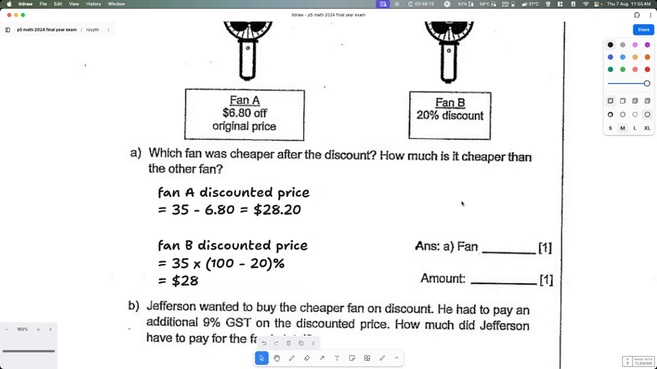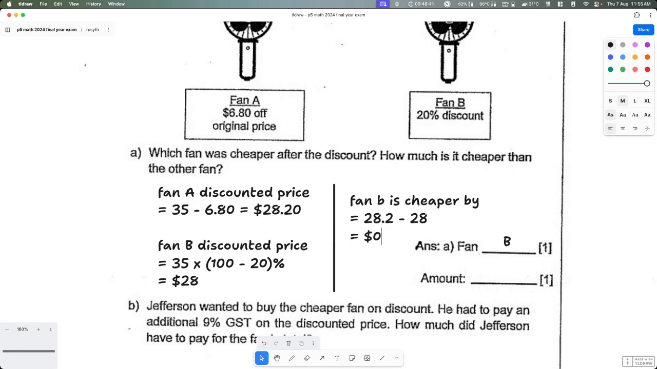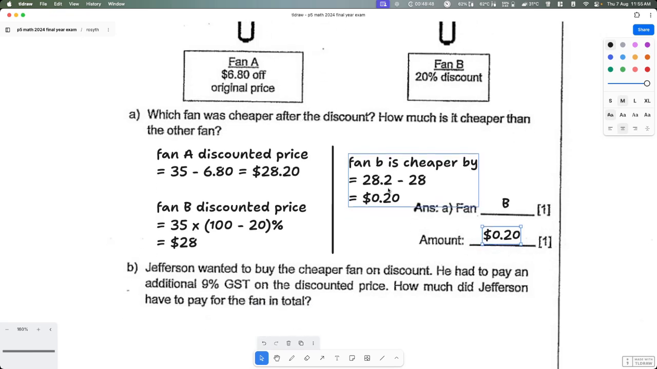So in this case, fan B is cheaper, right? Fan B is cheaper, right? Okay, and then how much cheaper? So fan B is cheaper by 28.2 minus 28. It's only 20 cents. Not a lot. Can't really buy much with 20 cents. Okay, let's move on to the next question.